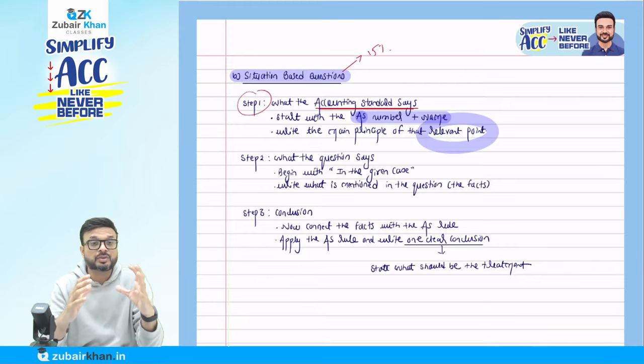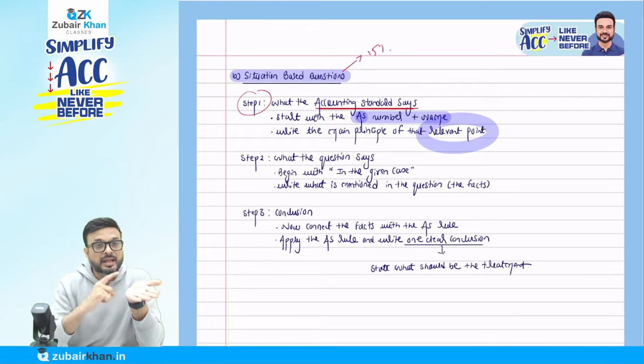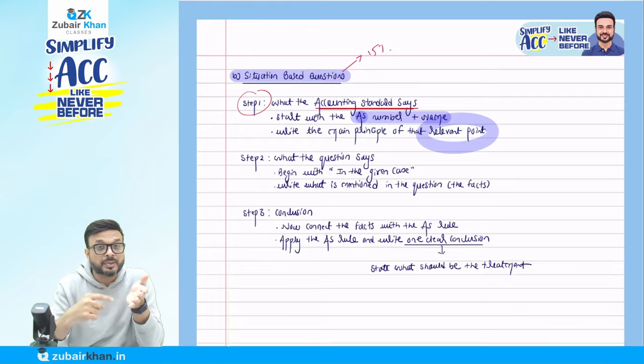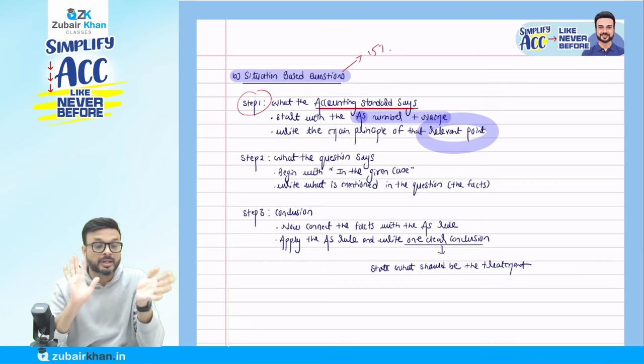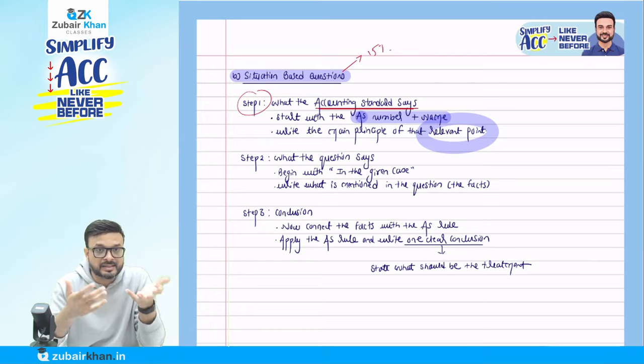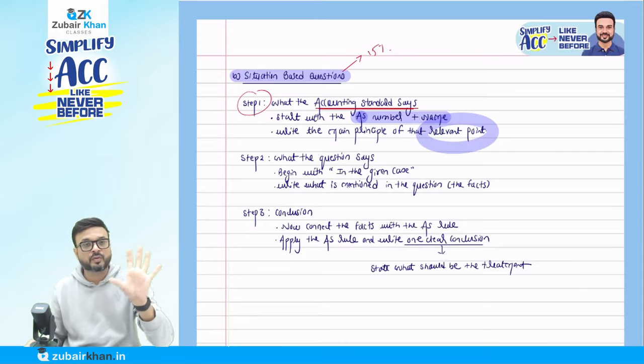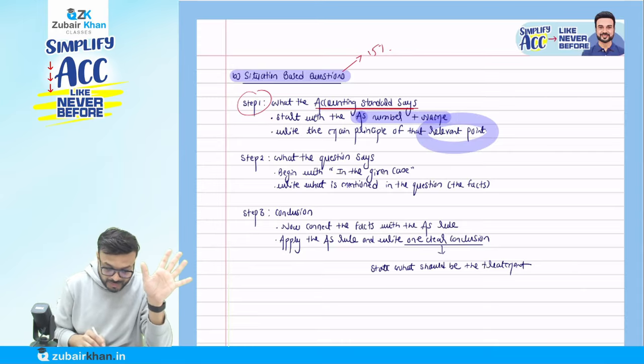The first para should always be on what the accounting standard says. The first sentence should always start with: as per accounting standard, number and name. You have to mention both there. Then write down what the accounting standard basically says. That is the first para, and it will cover 4-5 lines, suppose.